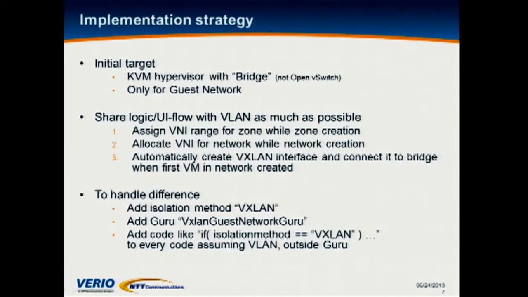But actually, there are some differences between VLAN and VXLAN. So to handle the difference between VLAN and VXLAN, we add the isolation method VXLAN into CloudStack management, and also add a network guru called VXLAN guest network guru, and add code like if the isolation method is VXLAN, then do something, to every piece of code outside the guru that assumes VLAN. Actually, there is a lot of code outside the guru that has assumptions of using VLAN for the isolation. So that's why I have to do something like that.